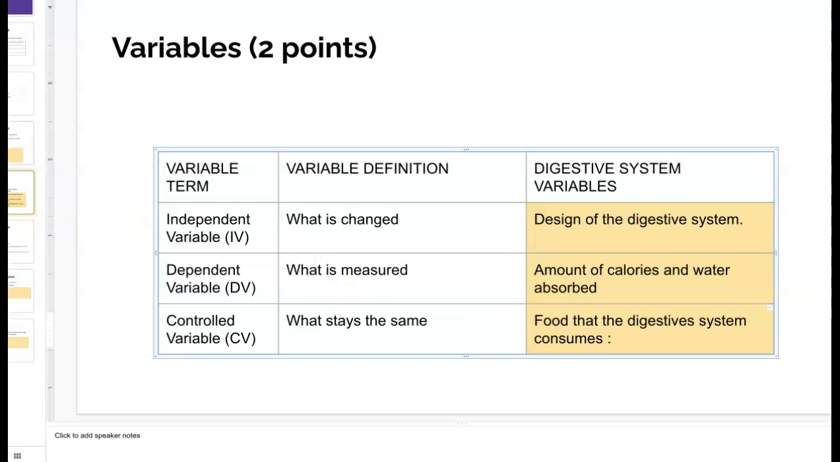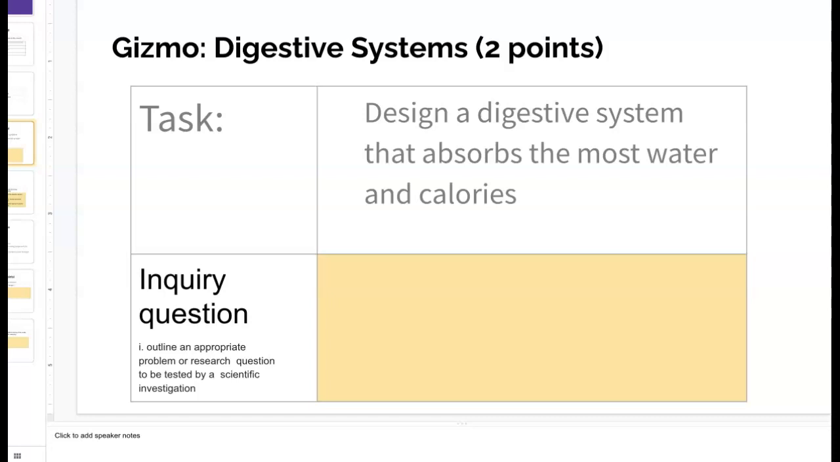And then when you do your inquiry question, you are going to ask basically what kind of digestive system will absorb the most amount of water and calories. That's it. That's the question. That's the inquiry question. What kind of design of the digestive system will absorb the most amount of water and calories? Okay, I gave you the answer.